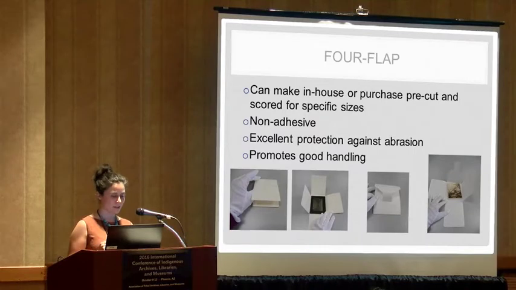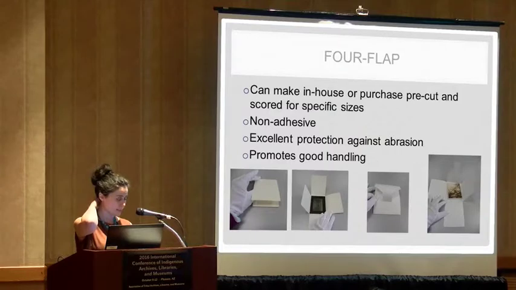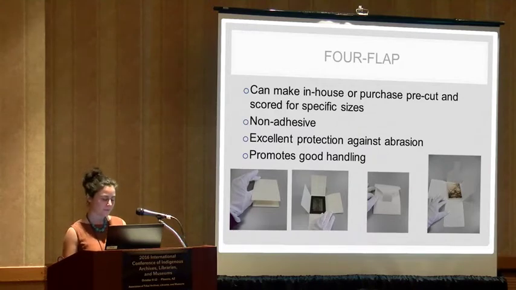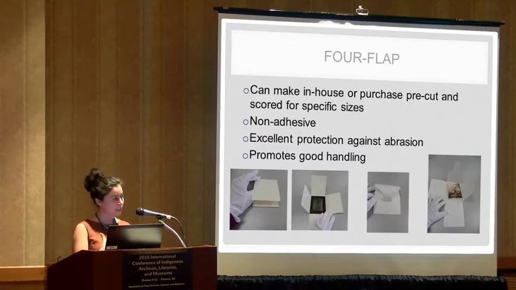Now, 4-flap enclosures I really like because I think that they promote good handling, because in order to open them, they need to be flat on a table, and then you open all 4 flaps, and then you can examine the object. They're also very nice because they're non-adhesive, so there's no worry about the quality of the adhesive or anything getting stuck. They provide excellent protection against abrasion. They're generally standard sizes, so that the object can't move around within them. They're also relatively easy to make in-house if you have the ability to make enclosures in-house.